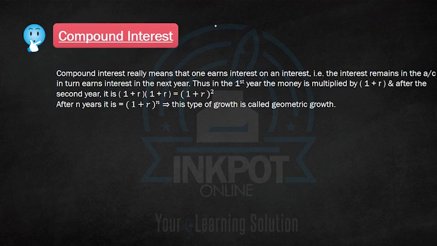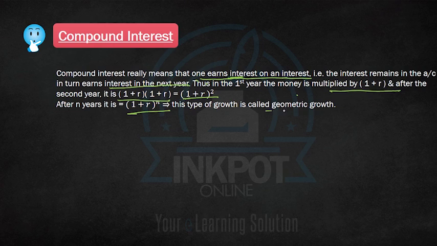We next come to what is known as compound interest. Now, compound interest really means that what you earn is an interest. This is the most relevant portion. Interest on an interest. That means that the interest remains in the account and it earns an interest in the next year. Right? Now, when you're going to earn an interest in the next year, that means in the first year, the money is multiplied by 1 plus R. And after the second year, it becomes 1 plus R into 1 plus R, which is equal to 1 plus R square. So after n years, it becomes 1 plus R raised to the power of n.